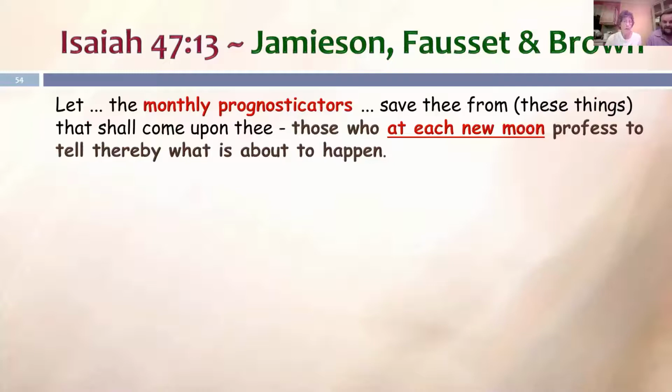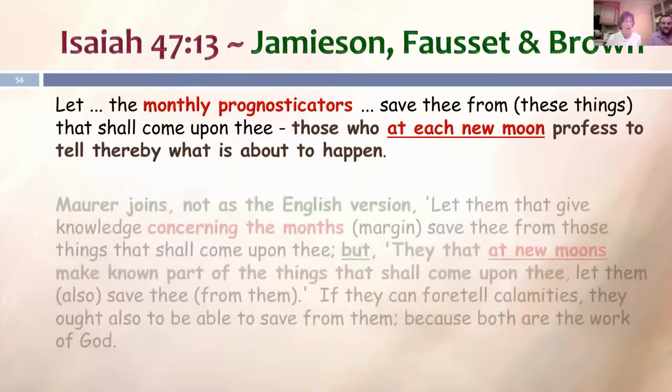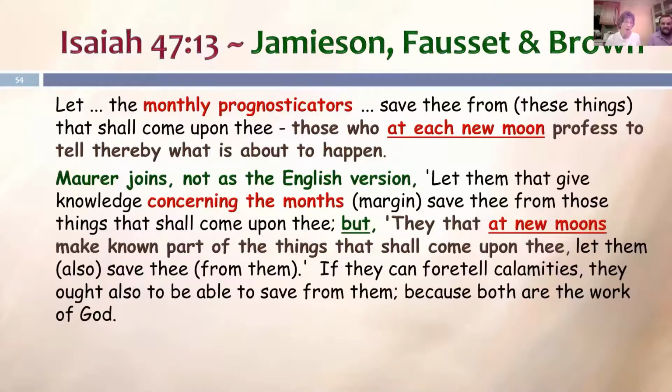Let the monthly prognosticators save thee from these things that shall come upon thee. Those who at each new moon profess to tell thereby what is about to happen. Maurer joins, not as the English version. This is what he says.